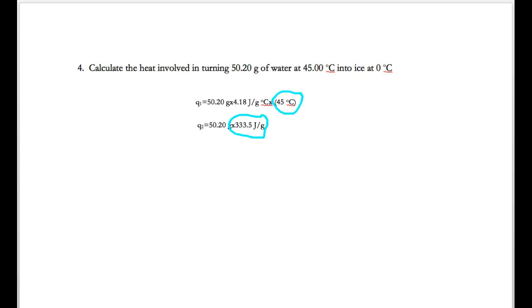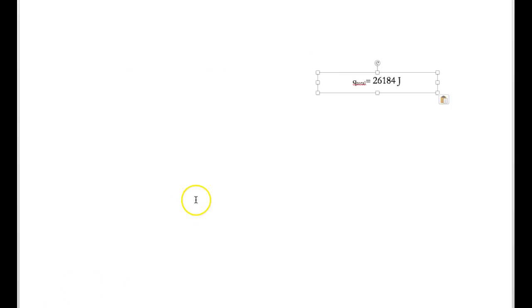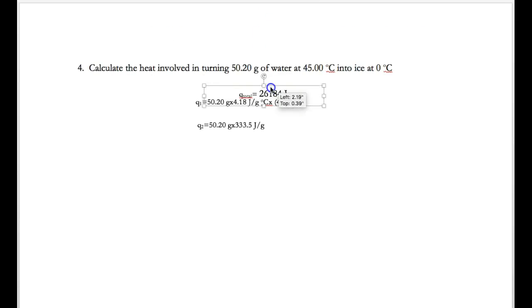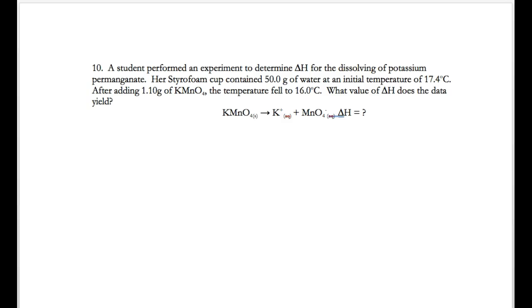And so by using those two right there, we're going to simply calculate those and add them together. And the total is, in this case, equal to, sorry about that. That's just at the very bottom of the screen there, so hopefully we can move it up. There we go. So the total is 26,184 joules.